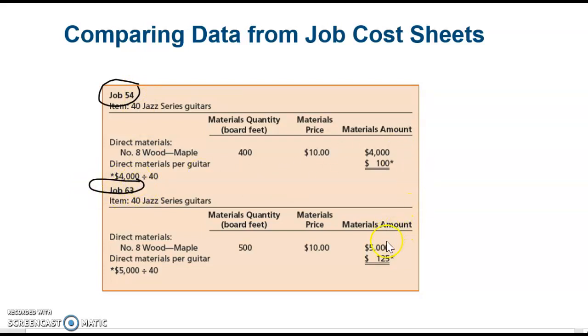So you can see how to compare the direct material cost per guitar and look at ways to control the cost. Notice that here is job data from 2 different jobs, and you can see the direct materials used and the direct material per guitar, the materials amount. So here's 2 different jobs.